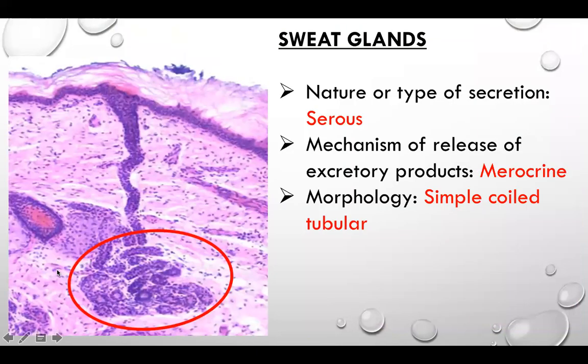The nature or type of secretion is serous. The mechanism of release of the excretory products is through merocrine, and the morphology of sweat glands is simple coiled tubular. Encircled with the red in color is the sweat glands. And if you notice, these are the ducts of the sweat glands ready to be released or ready to be excreted.